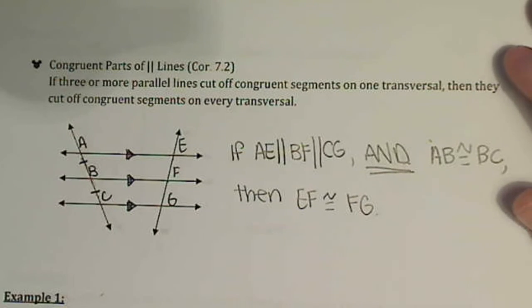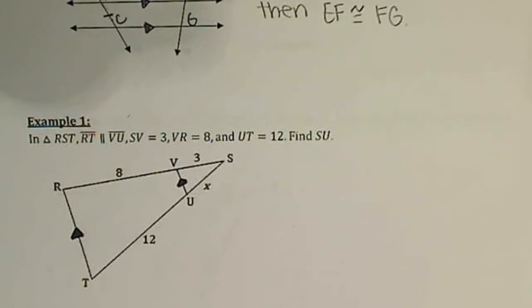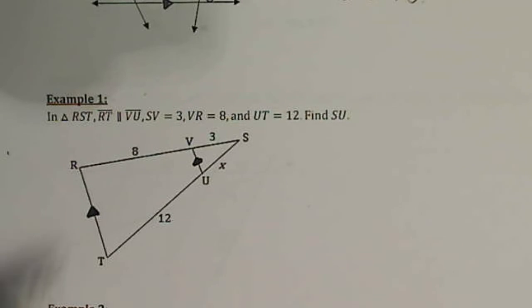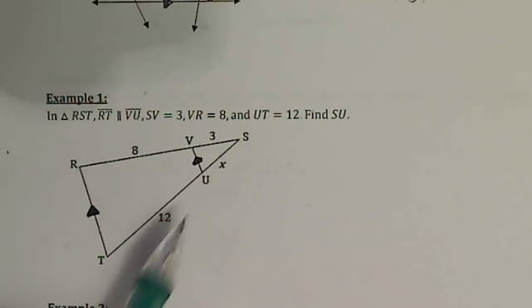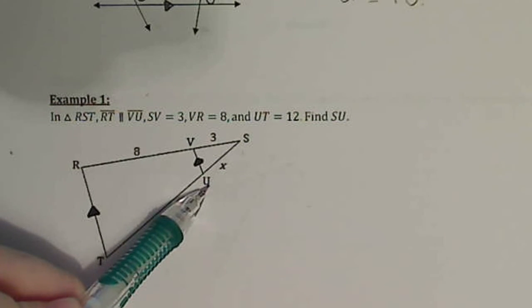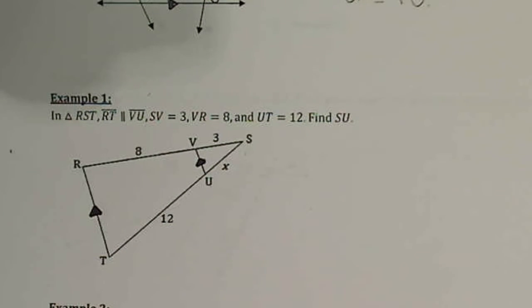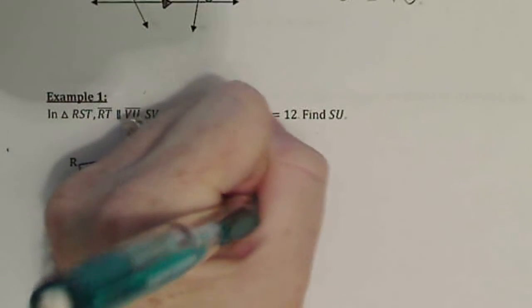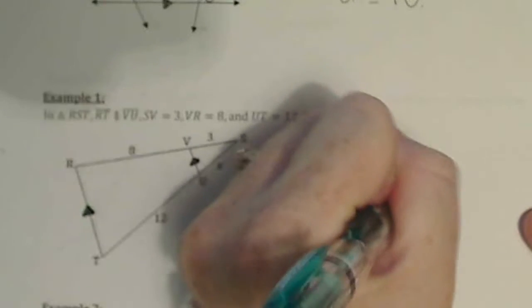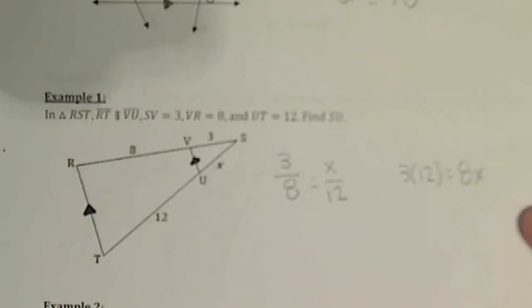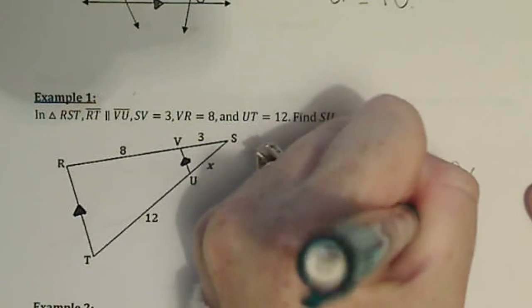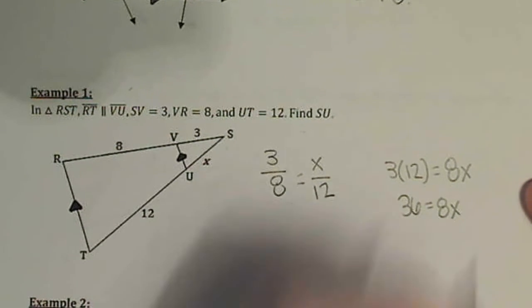Okay, let's put some of these into practice and apply them. Example 1, triangle RST. You know that RT and VU are parallel. You know that here's some of our side lengths. We want to find SU. So remember, this chapter is all about proportions. And we said in our first theorem that if their lines are parallel, then our parts are proportional. So 3/8 equals x/12. Cross multiply. And let's simplify. Divide by 8.